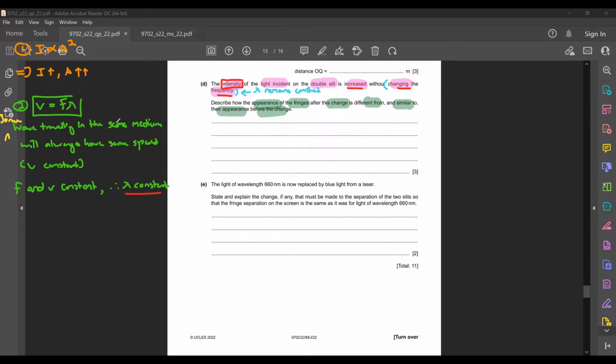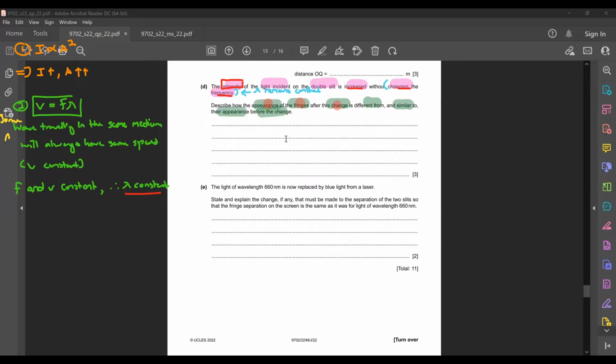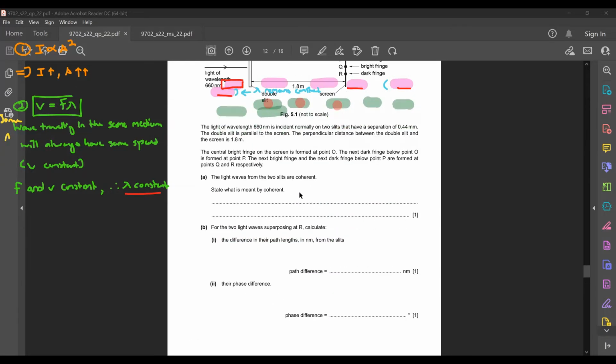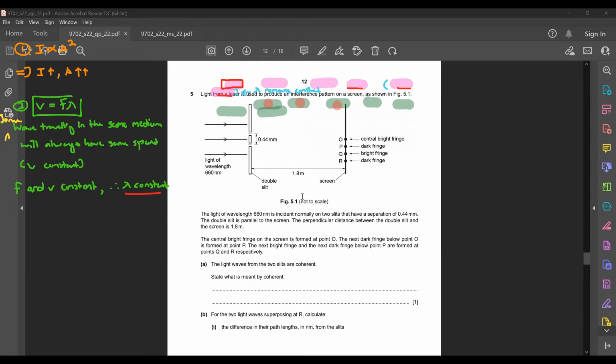Okay, so now given these two pieces of information here, how would your fringe look after you made those changes? Would it be similar or would it be different? So this one, you can actually refer back to the diagram here. This one is for your double slit. Now, let's just say, for example, your double slit right now.